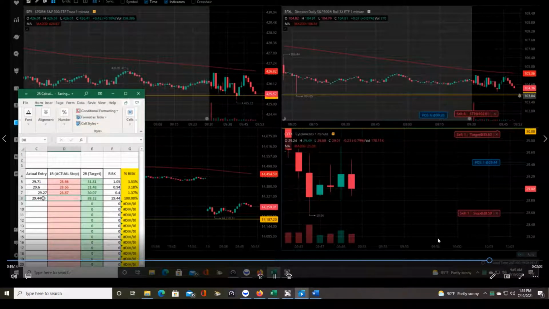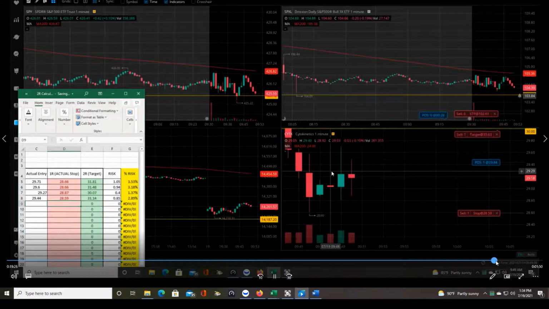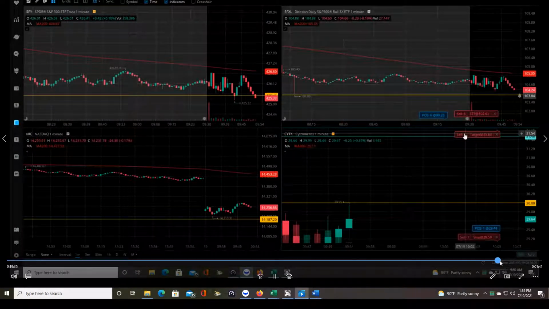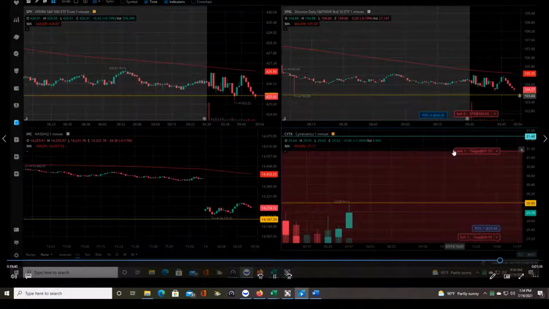And then my profit target goes in at 3114. So let me fast forward a little bit. All right, so now I'm just going to let it play out because this trade happens pretty quickly.